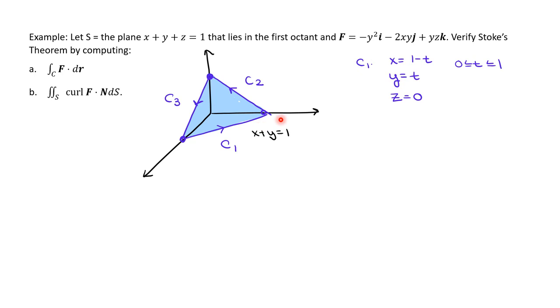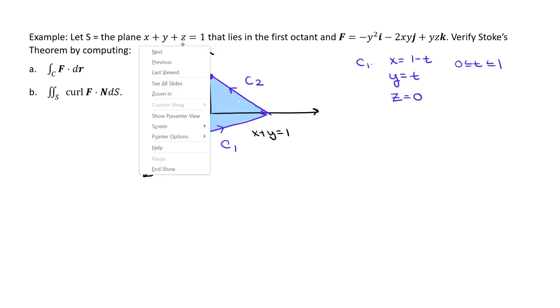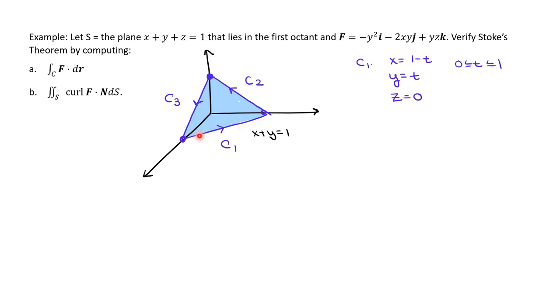So I'll say C1 is the piece on the bottom. If you look at your plane x plus y plus z equals 1, plug in 0 for z, you've got the line x plus y equals 1. So that's the line we're thinking about. And so I notice the x values, I didn't label it, but my intercepts are all 1. So the x values start at 1 and they go to 0. And the y values start at 0 and they go to 1.